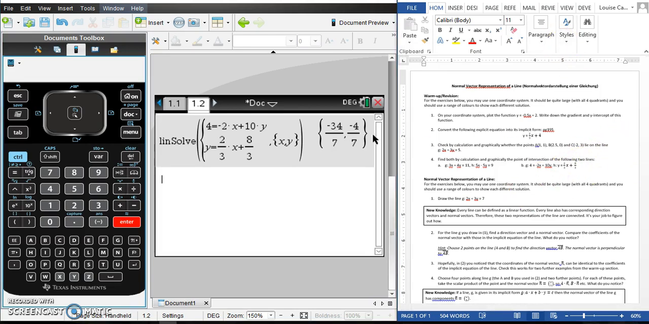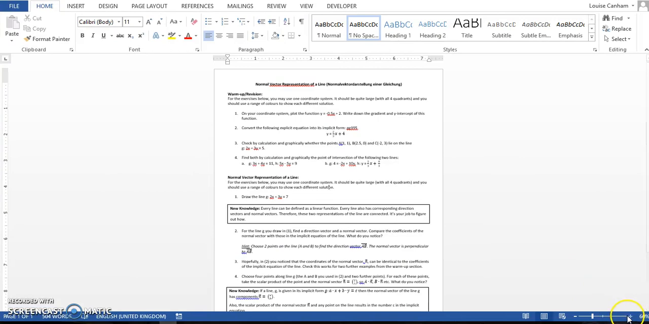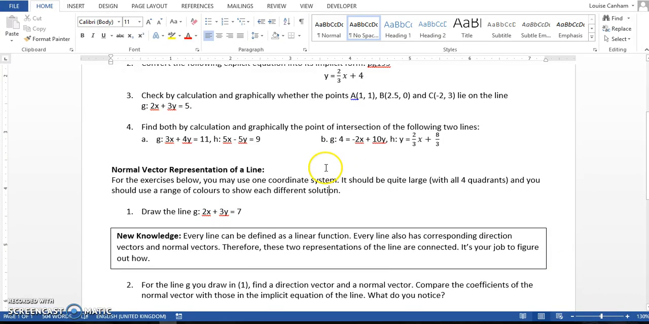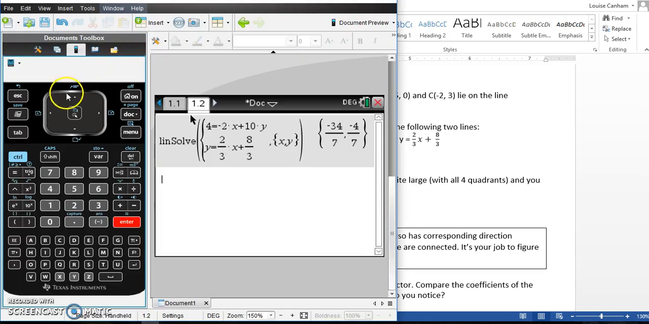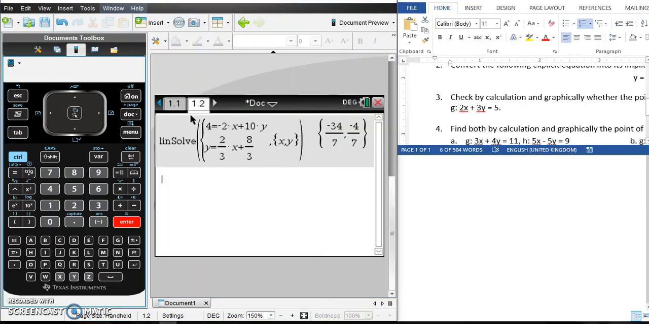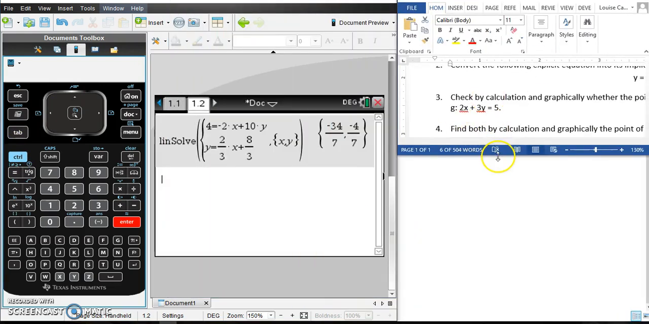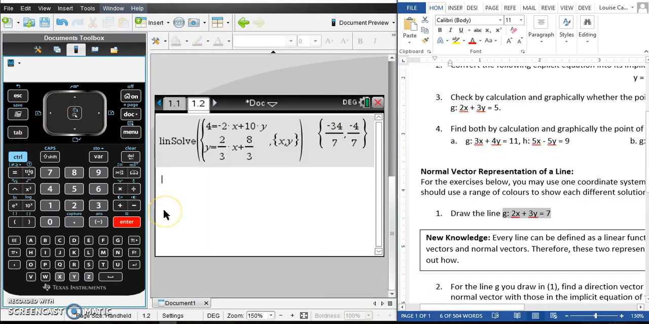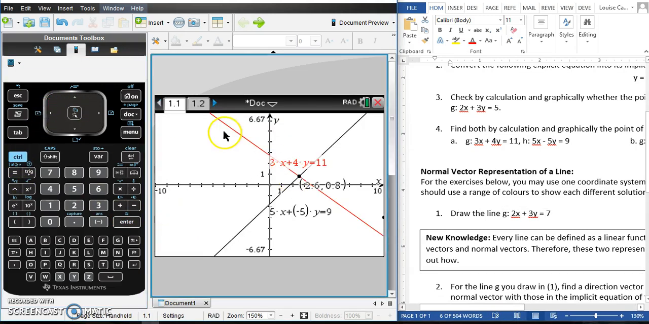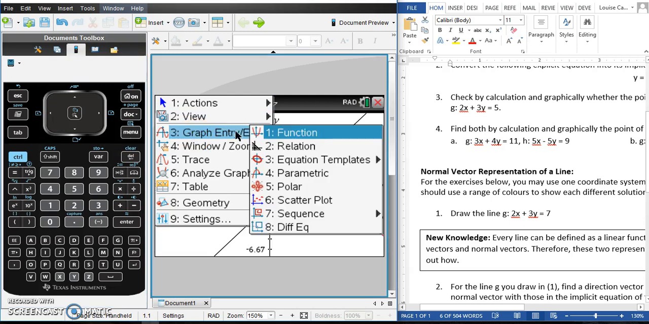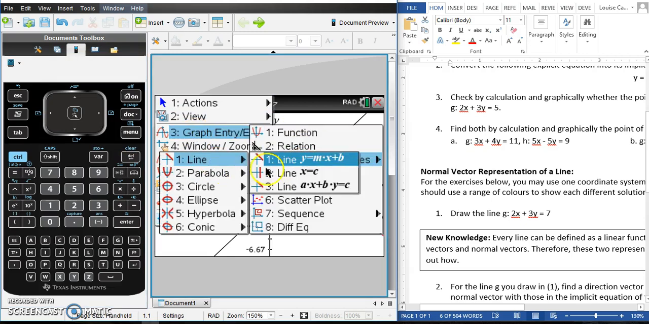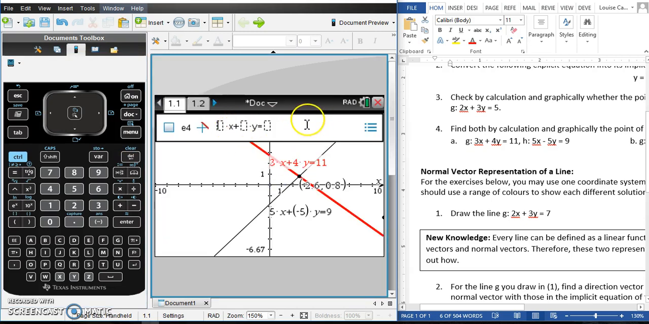Now we come to our new information. First of all, I need to draw this line here, 2x plus 3y is equal to 7. So I can go back then to my calculator, and I can go back to my graphing application here, menu, graph entry, edit, equation templates, line, this style of line, and that's E4 now.